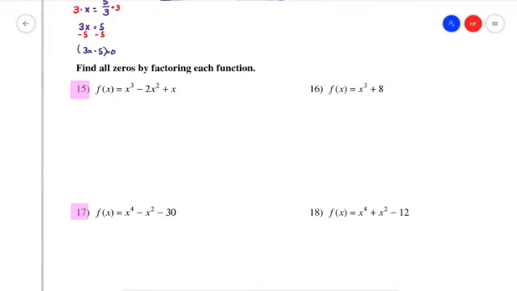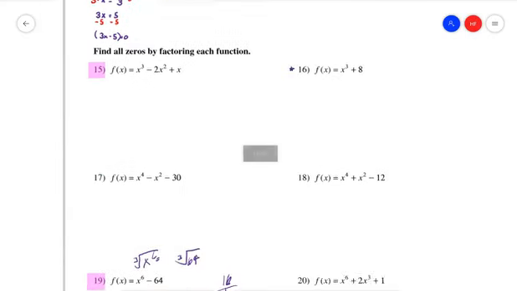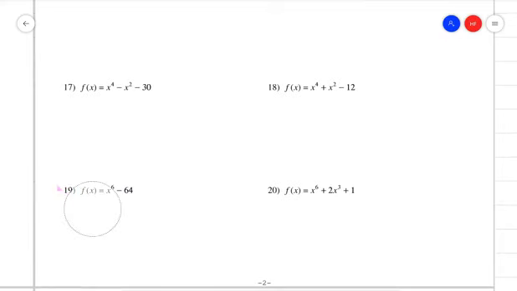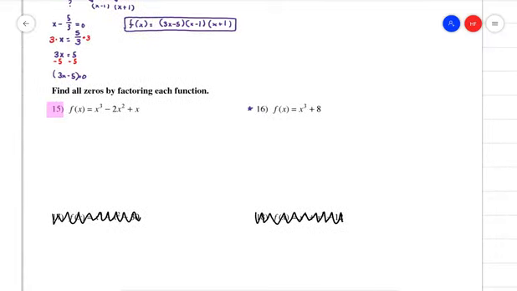On the next section, it says to find the zeros by factoring each function. So on these, I only want you to do number 16, because these down here, the examples, some of them end up with really funky factoring, which we have not really gone over yet. And I don't want y'all to stress over that when our priority right now is just writing the polynomials. So we're not going to worry about the numbers 17 through 20. We're just going to stop with 15 and 16.